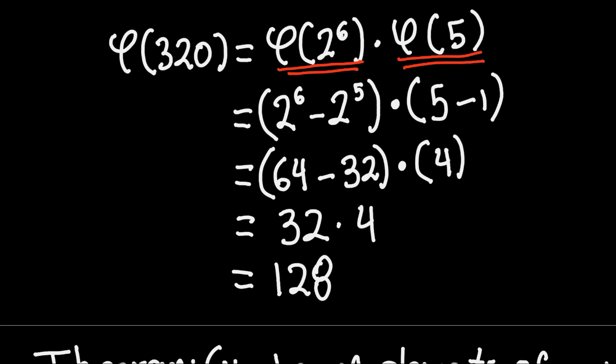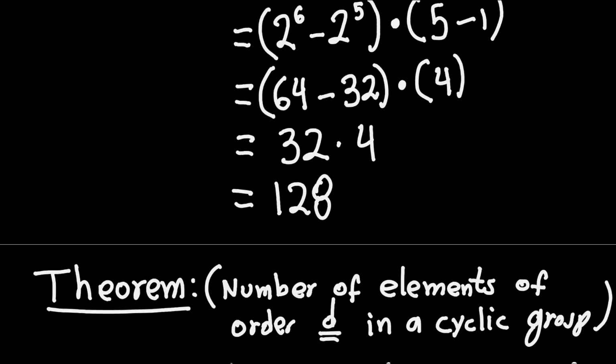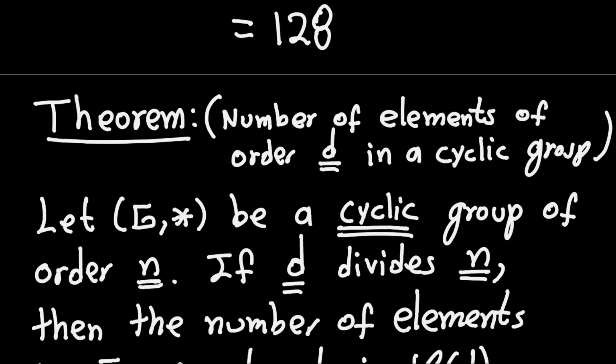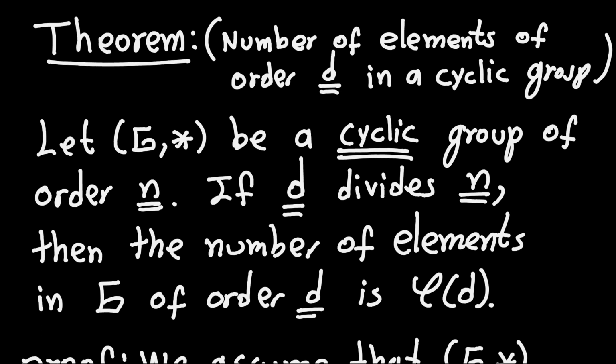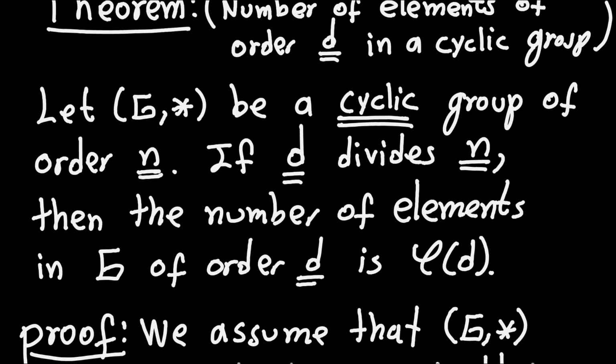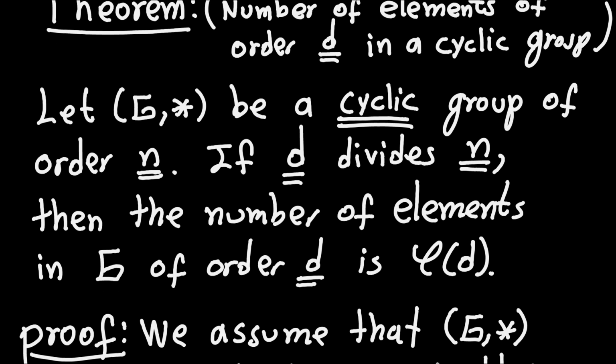And the reason for that is because of the next theorem that actually talks about this function. So this is the main purpose of this lecture. Let's look at the theorem and what it says. The theorem has a title: number of elements of order D in a cyclic group. So let's see what this statement says. We have a group and it's cyclic, so that's important. A cyclic group of order n, so it's a finite cyclic group. It has some order n.